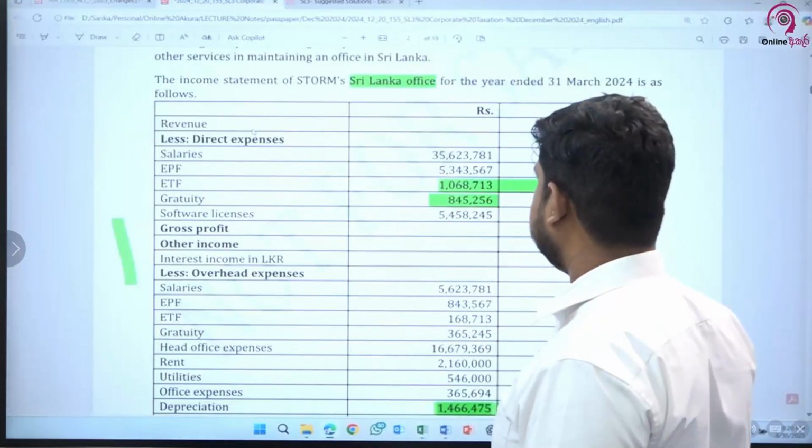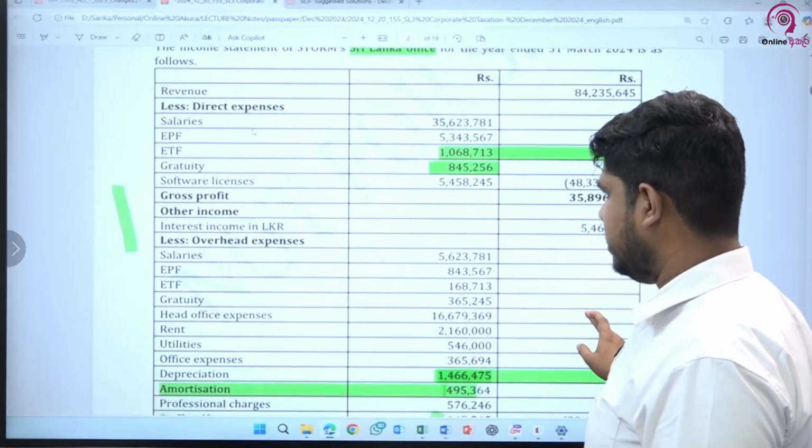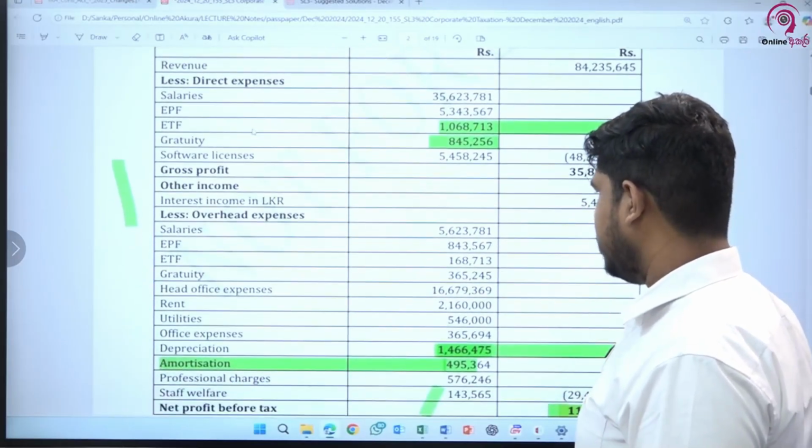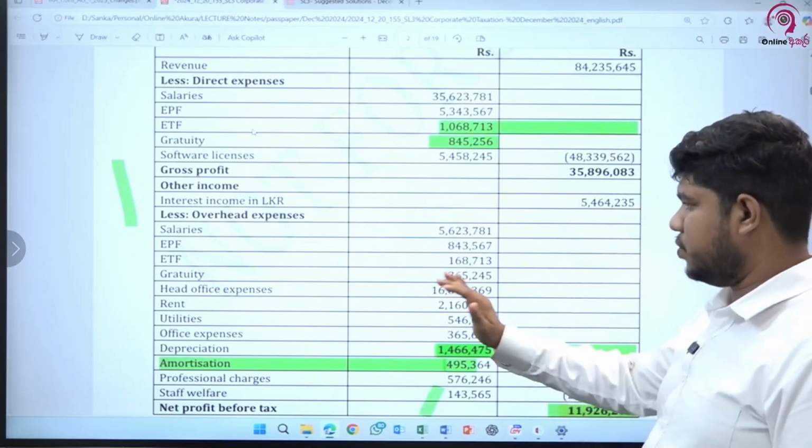Next, let's see. This also adjusted. Now salary, CTF, gratuity. Very important one, head office expense. Before I am explaining this, we'll go to other.